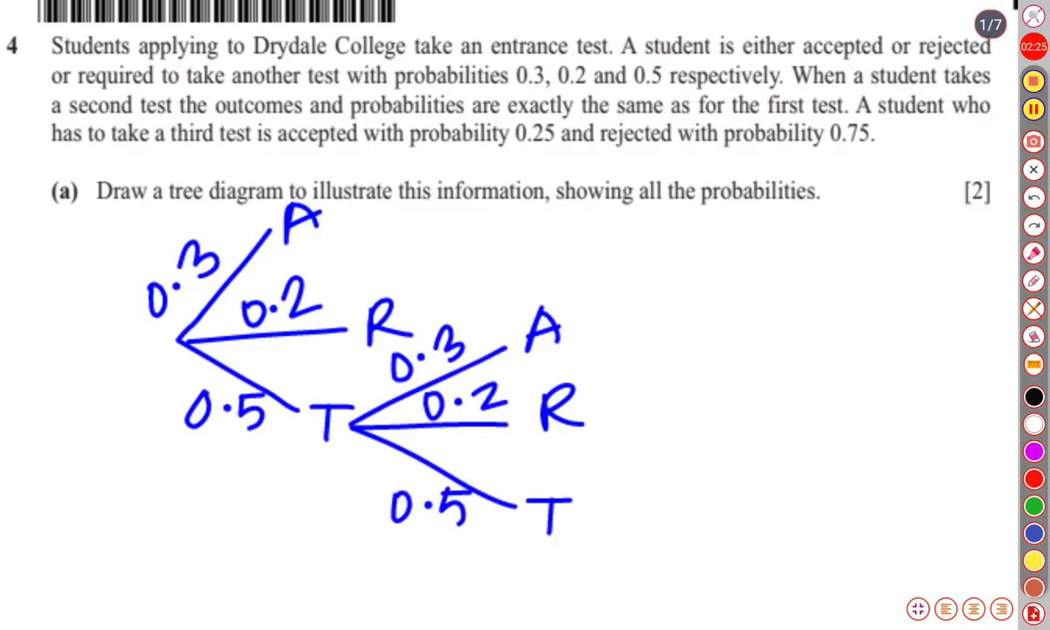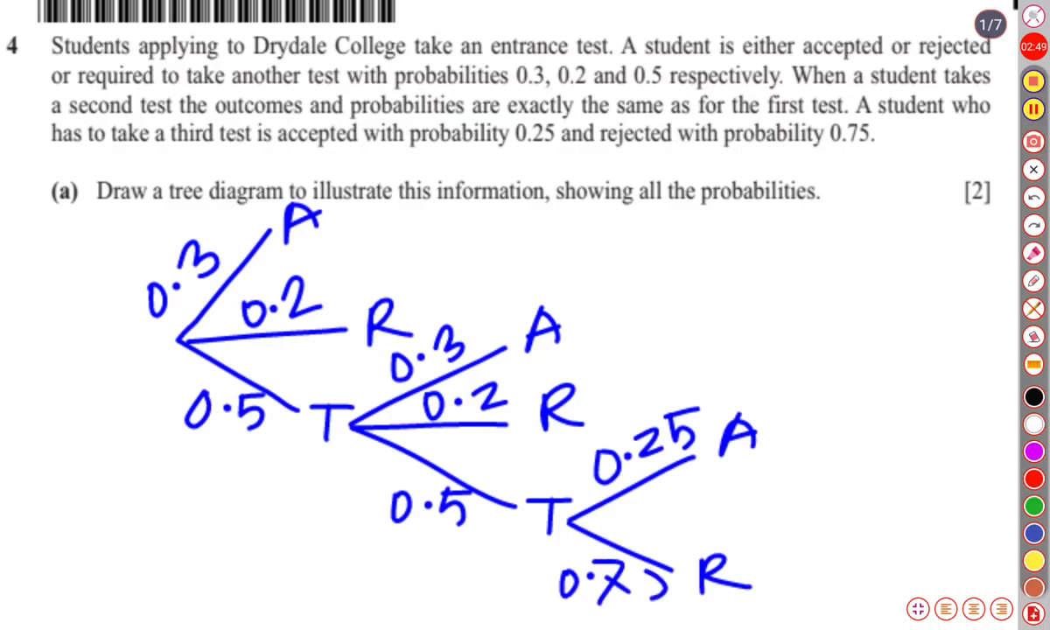Then in the third case, if someone attends two tests back to back, then he has only two possibilities, either he will be accepted or rejected, and the probabilities are 0.25 or 0.75. So this is the tree diagram of the probabilities. Okay, then let's move on to the immediate next question.